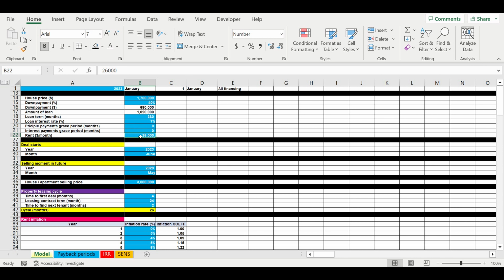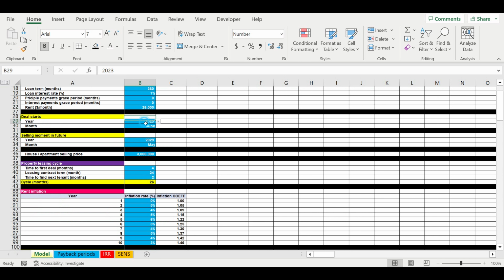Here we specify the rent. This will be our revenue. Then we set up when the deal starts, so when we buy this house or an apartment, year and month. This is done like this.